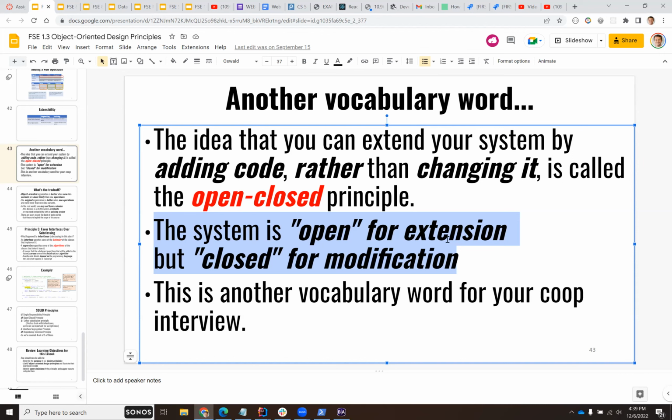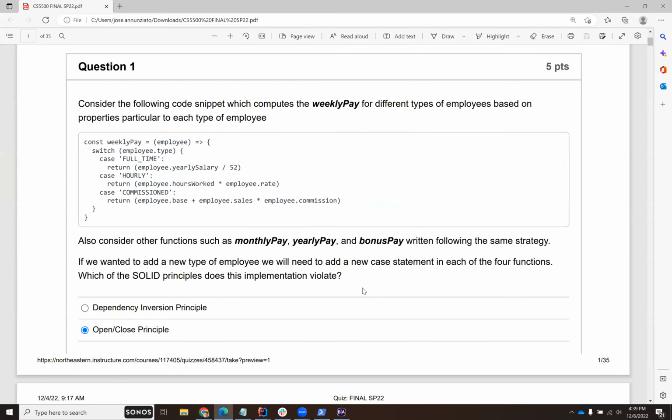So your code should be written in such a way that it's open for extension, meaning you can keep adding to it without having to go back and modify the code that you have already written, right? So this particular implementation where you have weekly pay, and you have full-time, hourly, employee, but then you also have all these functions, right? Weekly pay, monthly pay, yearly pay, bonus pay. So the question is, well, what does this violate? Which one does it violate?